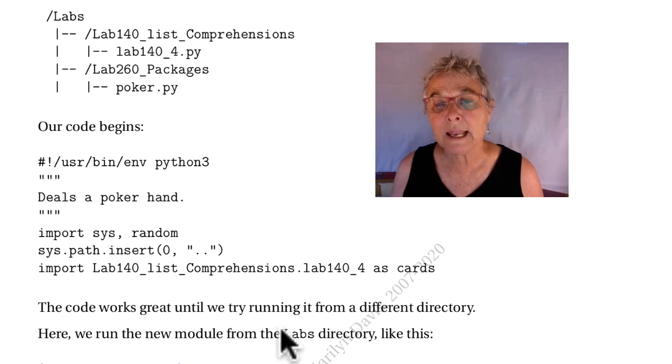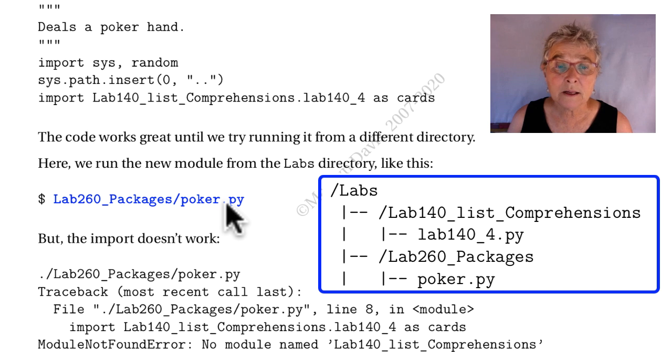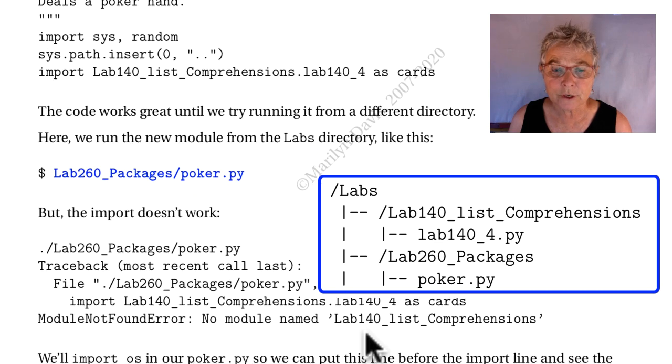However, if I go to my labs directory to run my poker.py, and because I'm in my labs directory, in order to run it, I must say lab260_packages/poker.py, it crashes. I get a module not found error. No module named lab140 list comprehensions. It's important to notice exactly which module it couldn't find. Well, this wasn't even a module, it's the directory. It couldn't find the directory.